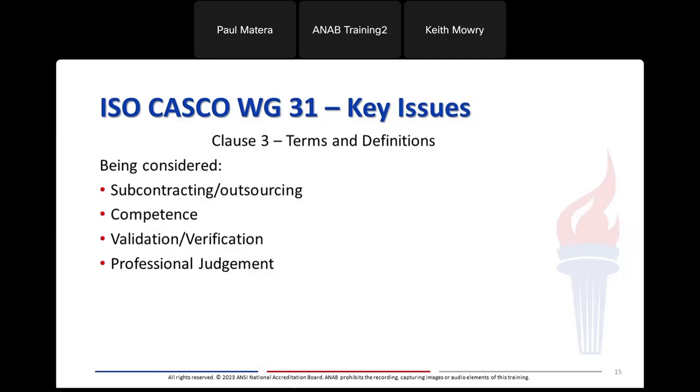In the terms and definitions, we're still considering subcontracting and outsourcing. What does that mean specifically relative to inspection bodies? Competence, validation, verification, and professional judgment. We had a lot of discussions over professional judgment. What is a professional? Regarding licensure versus "I get paid to do this, that means I'm a professional." How does that play into the inspection body and who their personnel are and how they come to their decisions? So there's a lot of discussion on that.